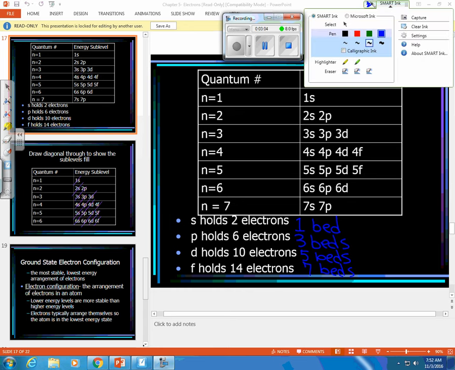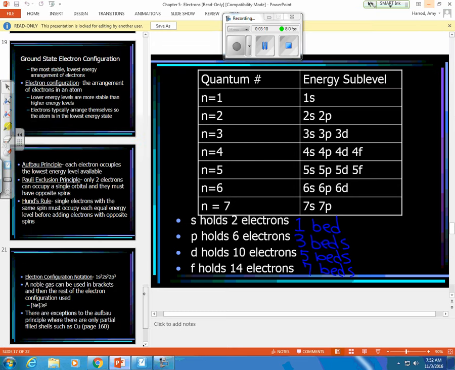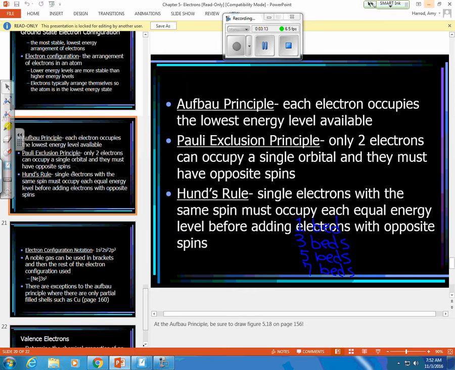Let's go down a couple of slides really quickly on the PowerPoint. And you have 3 different principles that you need to know about, and you will be tested on when we take a test over this unit. One is the Aufbau principle. The Aufbau principle says that you have to fill up these beds, or put electrons into a room, based on lowest energy first. So there's a certain pattern we're going to walk through in how you can put your electrons into a bed.